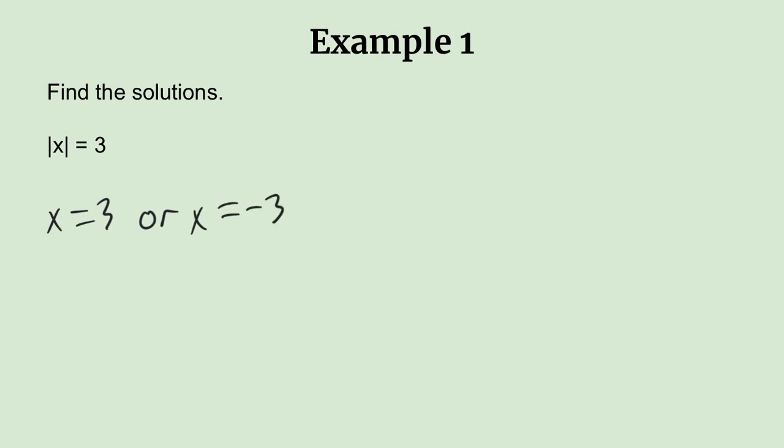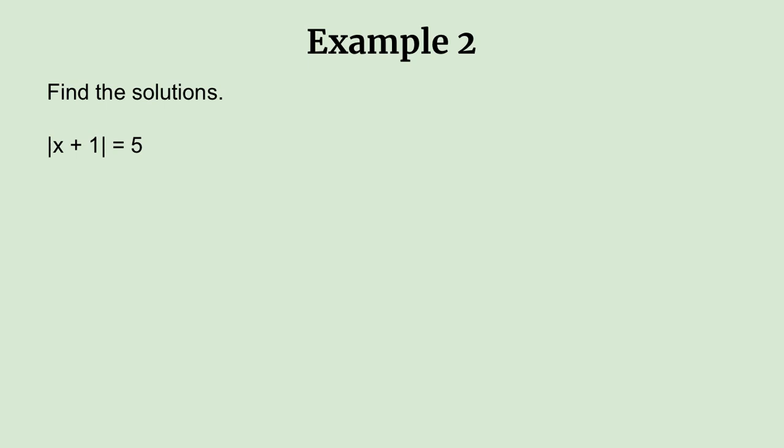So that's an important thing to know as we go forward, because as these absolute values get harder, knowing that there's two answers is going to help us figure out how to solve the ones that are more complex than absolute value of X equals 3. That one hopefully wasn't too bad.